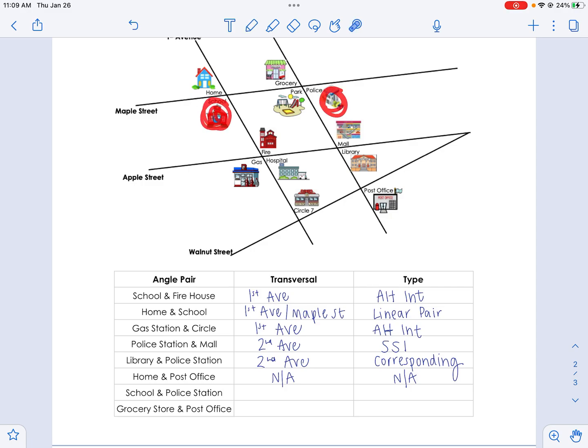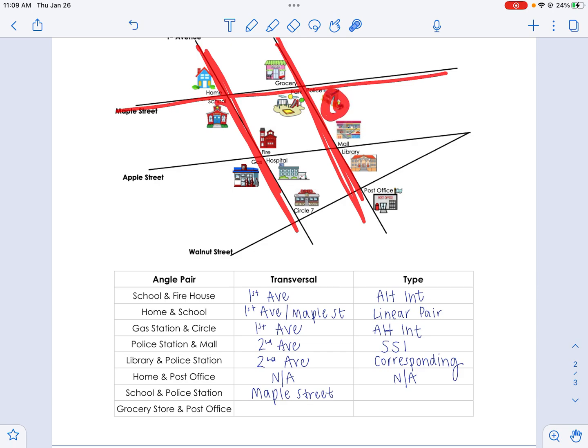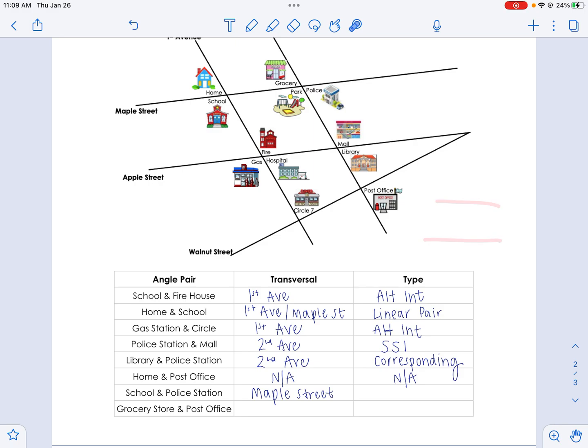So if I have this school and the police station, the road that would take me from the school to the police station is Maple Street. That would be your transversal. And so if the school is on First Avenue and the police station's on 2nd Avenue, there's Maple Street. So there's my buildings right there, kind of ignoring the rest of it. It's not like this. Now it's like this with a transversal through, and that's okay. You can rotate your screen if you need to, but that would be same side exterior. And I'm going to write SSE for short.